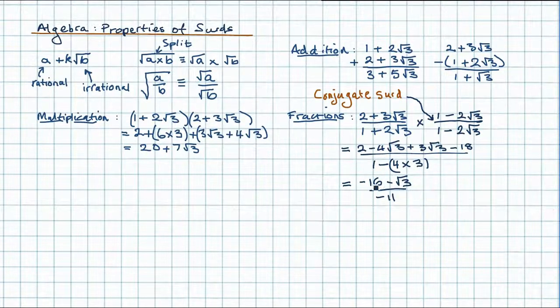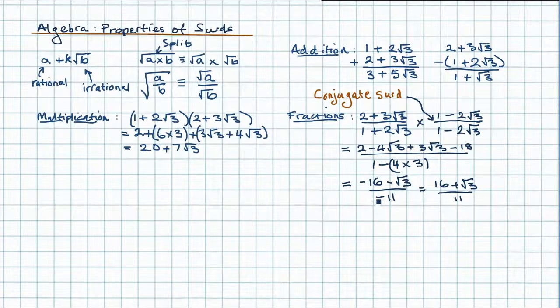And finally, to complete this, if we want to remove these negative signs, if we multiply through by minus 1, minus 1 through the top will give us 16 plus root 3. And we must do the same to the denominator, so minus 1 times minus 11 is going to give us just 11. So our answer, if we like to think of this as a division, 2 plus 3 root 3 divided by 1 plus 2 root 3 is 16 plus root 3 divided by 11.